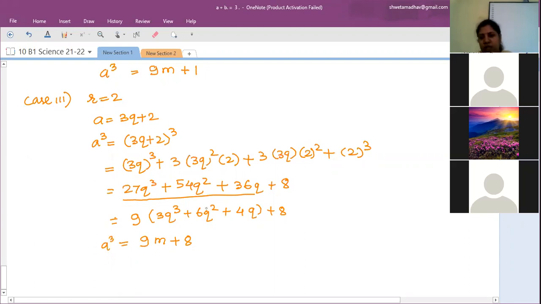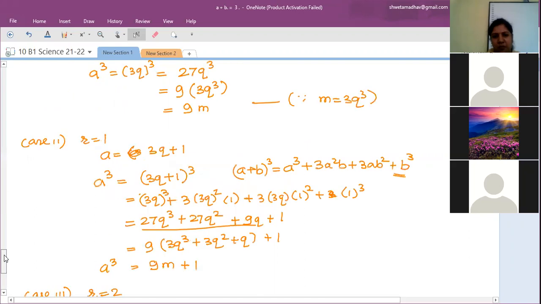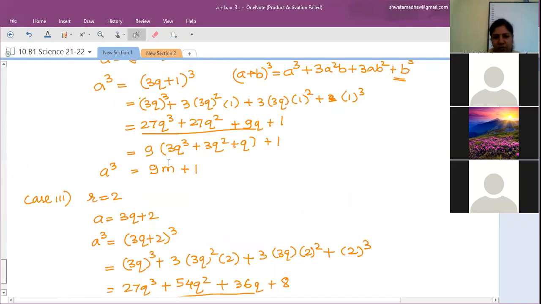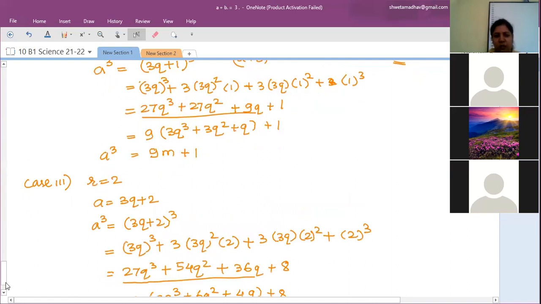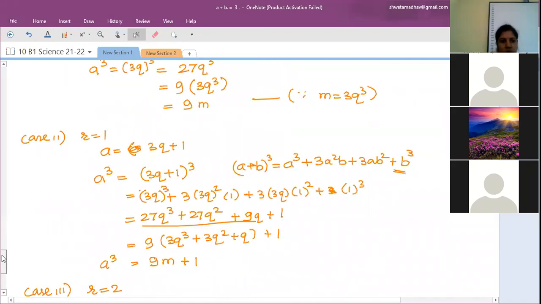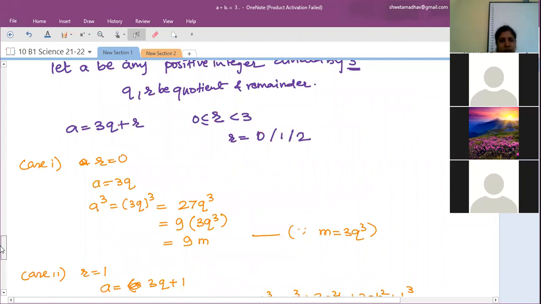So third case we have shown, and these are the only remainders possible. Therefore, we can show that the cube of any positive integer is of the form either 9m, which you have seen in the first part, or 9m plus 1, or 9m plus 8. Able to understand? Yes, ma'am. Everyone is it clear? Yes, ma'am. Okay, up to which part have we done last time?